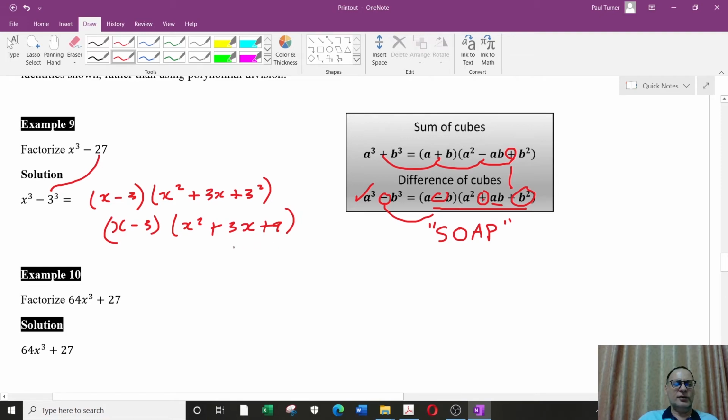Now this last term generally can't be factorized, so you leave it like this. So don't try to factorize that. You can use your quadratic formula to try and solve an equation, with equals 0. You can't do it. Okay, so just leave that as quadratic.